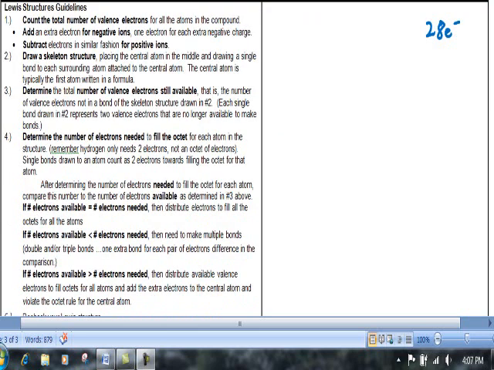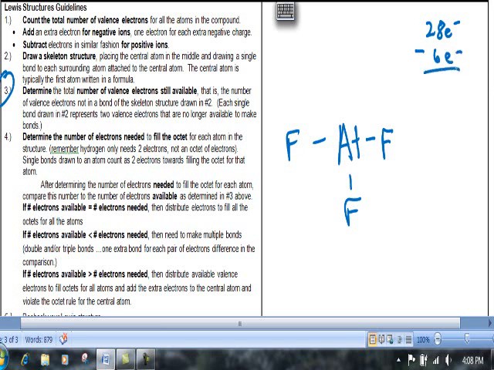Our next step is to draw our skeleton structure. We put astatine at the center, and we draw a single line to each one of the atoms in the structure. So at this point, this would be our skeleton structure. The next step, looking at the guidelines, is we have to determine the number of electrons still available. We have 6 electrons used up in bonds, as each single bond utilizes 2 electrons. So we have to subtract 6 electrons from our total, which leaves us with 22 electrons that are still available to contribute to our structure.